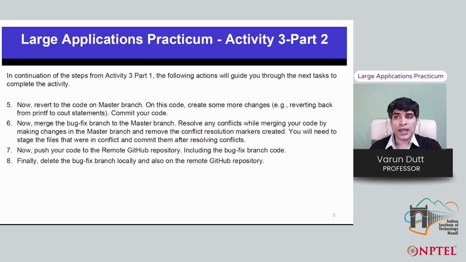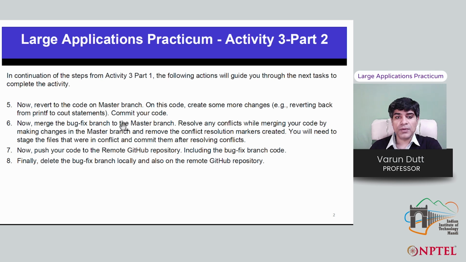Now is the time for the activity. In this activity, we are going to again try out things which we have learned in this lecture. Building on the prior activity, we now have to revert to the code on the master branch. So we have to move to the master branch; check out the master branch. On this code, create some more changes, reverting back from printf to cout statements, and commit your code.